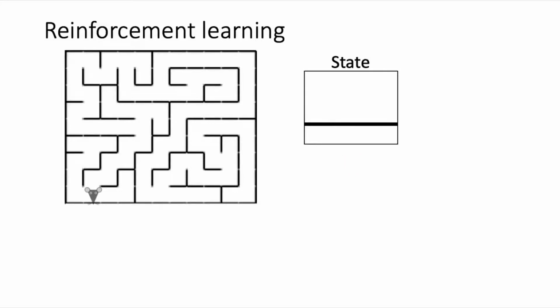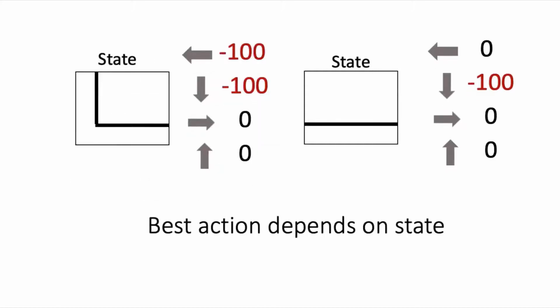Here we can see that the best action depends on state, because the good actions to choose in this new state are different from the best actions to choose in the previous state, where there was a wall to the left and to the bottom.